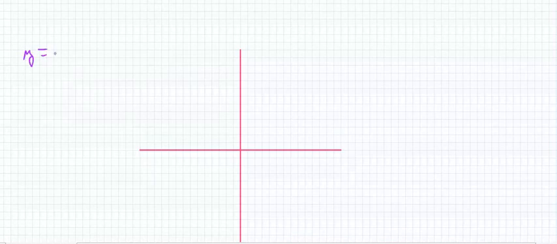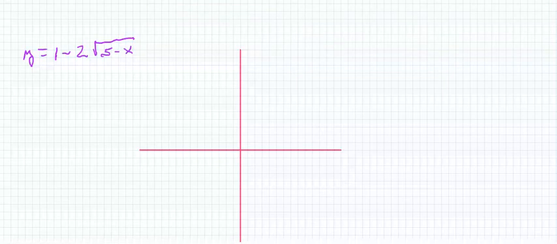All right, I'm going to do one more. Y equals 1 minus 2 times the square root of 5 minus x. All right, because this is negative, I go down. Because x is negative, I go to the left. I start at 5, and up 1.